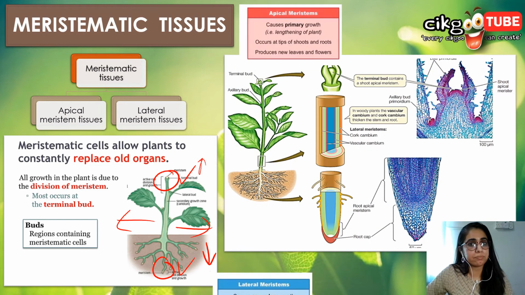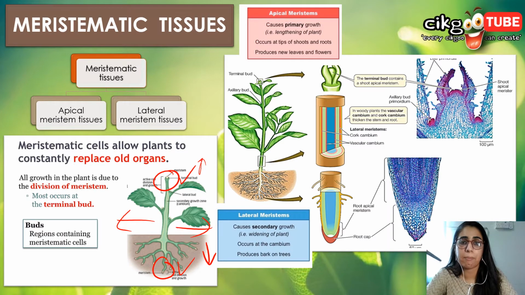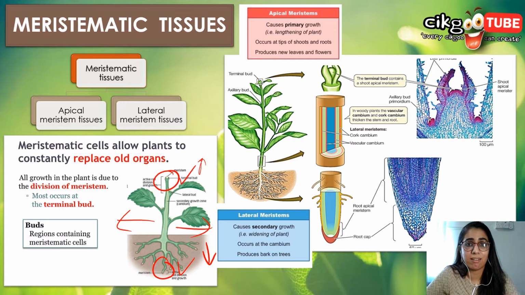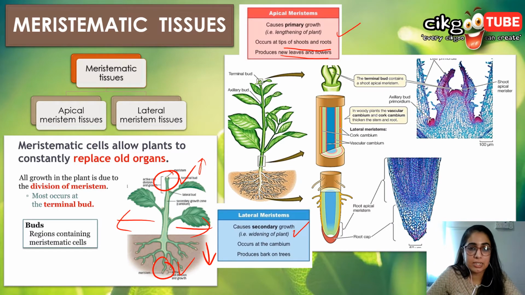Here we have apical meristematic tissues, which cause primary growth, meaning lengthening of the plant. They grow taller, and it occurs at the tips of shoots and roots, and it produces new leaves and flowers. But lateral meristem causes secondary growth. They grow sideways, that means the wood becomes bigger and bigger. It occurs at the cambium.